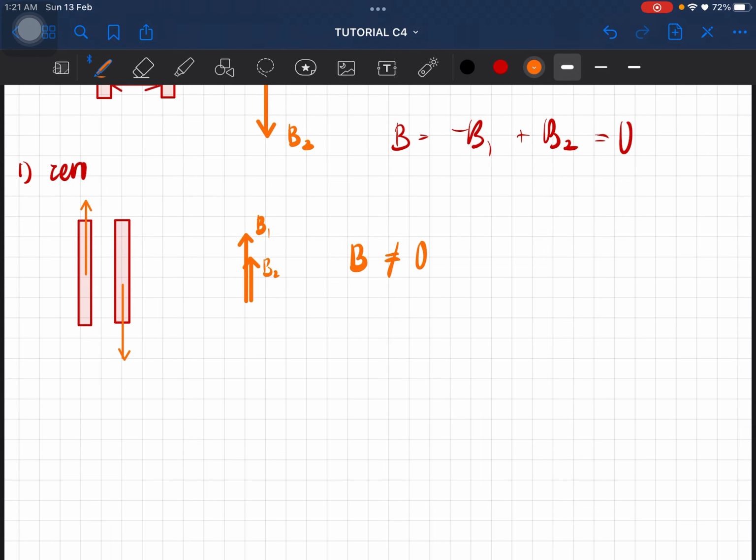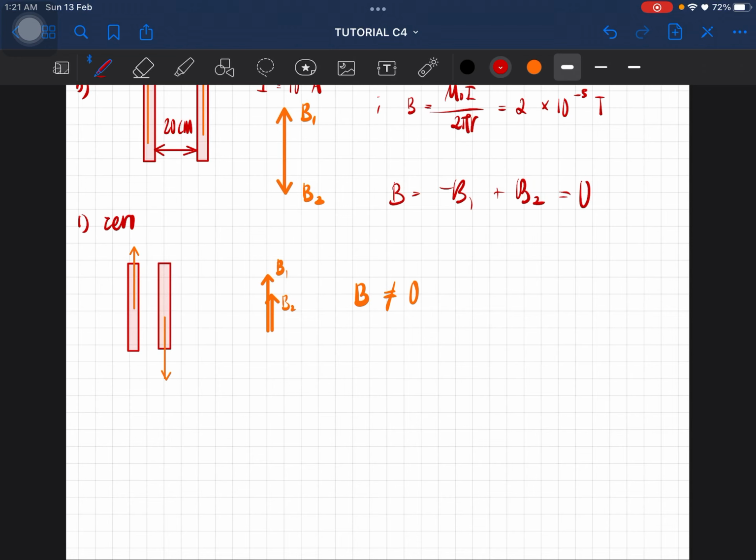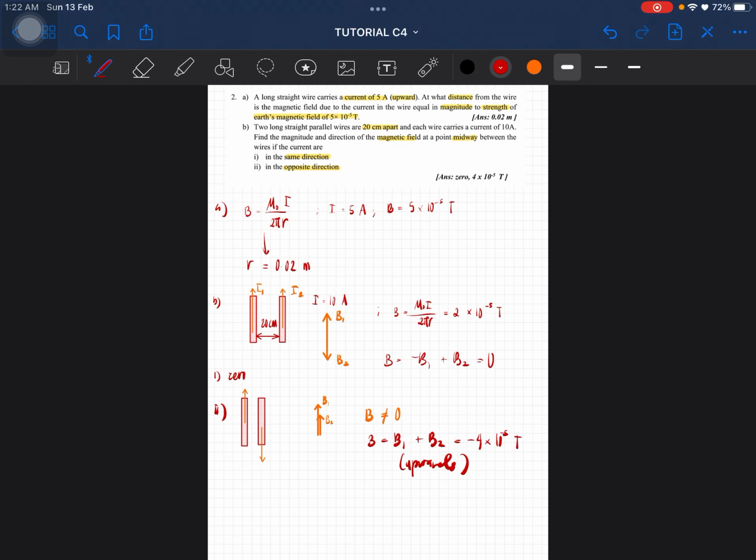Okay, so the resultant magnetic field is just the addition of these two values. So B is equal to B1 plus B2. Since both are pointing upwards, it would be 4 times 10 to the power of negative 5 Tesla. So the direction is upwards, because it shows negative. Okay, can you understand? That is for part 2. Okay, so I guess that is for question number 2.